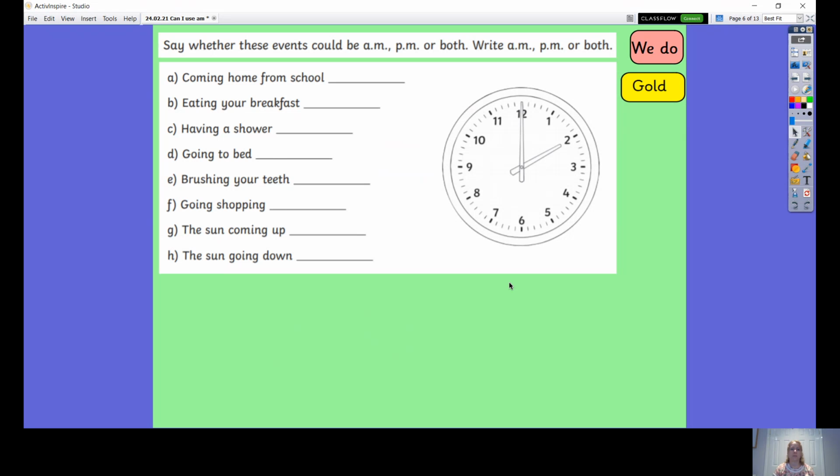I'd like you to pause here, please, and have a little look and think about whether these events could be AM, PM, or both. I don't want you to write the whole sentence out, just write A equals AM, PM, or both, whichever one. B equals, C equals, like that. Okay, so pause here and write those down for me, please.